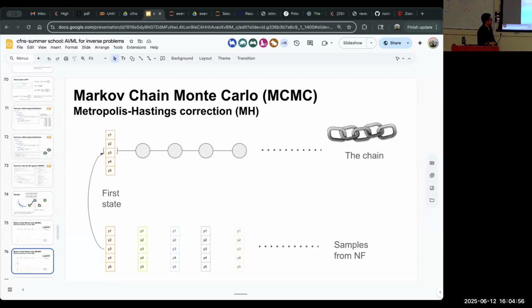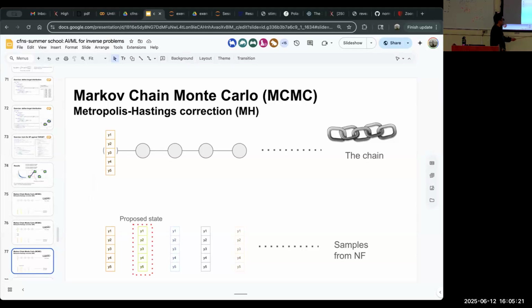The first thing that you always have to do is start with one state. So you take the first thing that you obtain and copy and paste it here, and that will be the first entry of your Markov chain. You always have to start from somewhere, and that's the way to start. Just copy the first thing that you saw. Then in the next step, you take the next sample as the proposed state, okay? And we will decide whether this guy will go here or not.